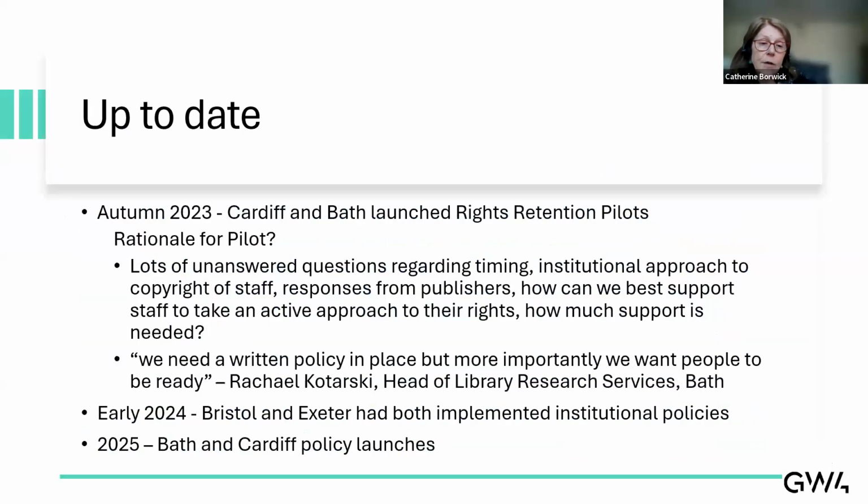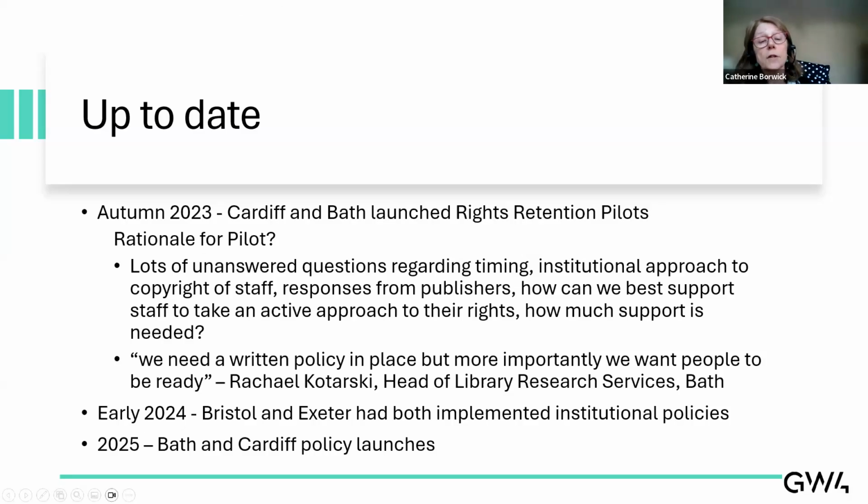Next slide. Thank you. So just bringing us up to date, after this statement was published, both Cardiff and Bath launched rights retention pilots, and the rationale for this was expressed by Rachel Kotarski, then head of Library Research Services at Bath, that there were still some unanswered questions regarding timing, institutional approach to copyright of staff, so different nuances within institutional copyright or IP policies. So there were things to investigate, talk to legal teams, and figure out whether things needed changing or updating, how it was going to work at different institutions.